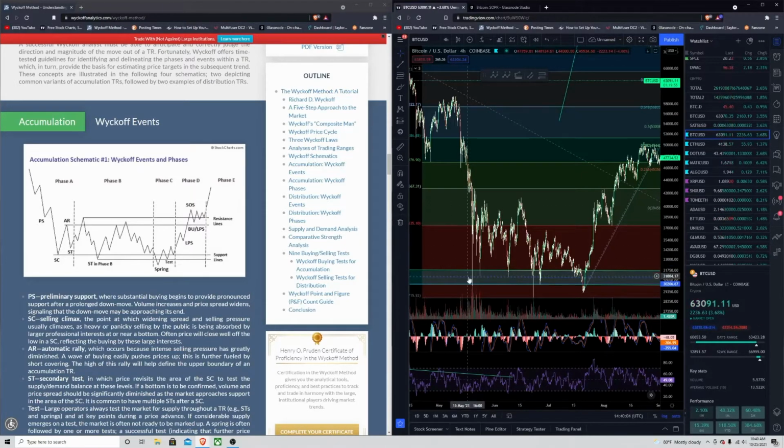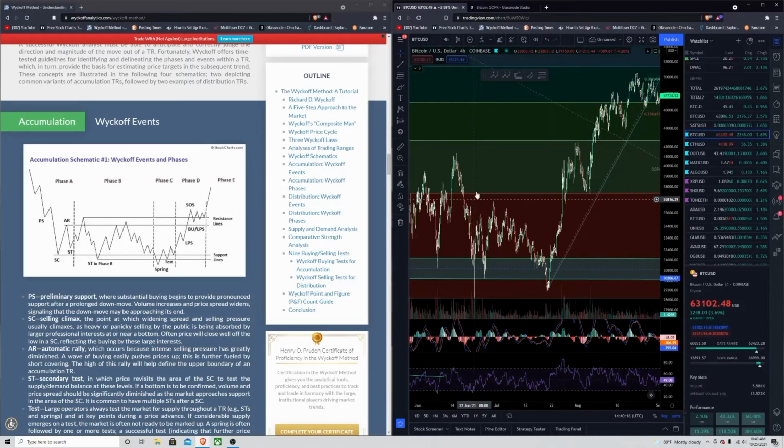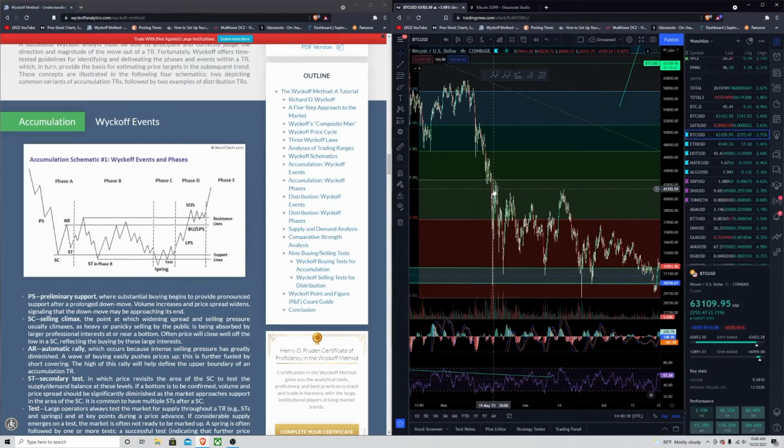Our AR, that's our automatic rally, and a lot of buying comes off of that significant support. 30,000, very significant support, just from a psychological aspect as well. And we have big buying up, right? So we have that big buying up. Now to keep this very simple, ST, we have our secondary test, we come back down, we have our secondary test. Now, the way that this unfolds right in here, basically throughout phase B, can vary a little bit.